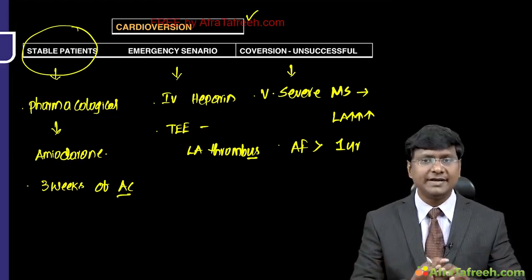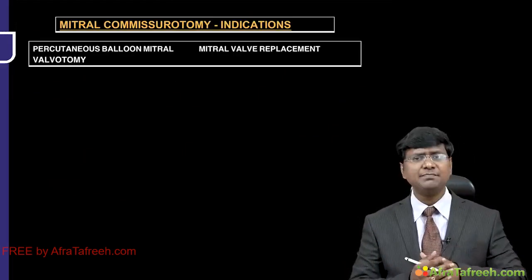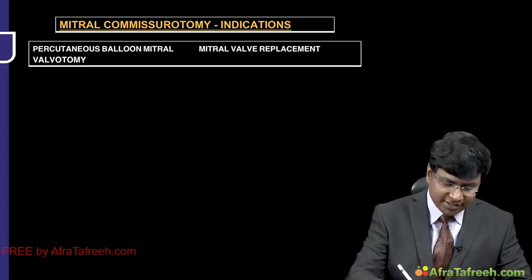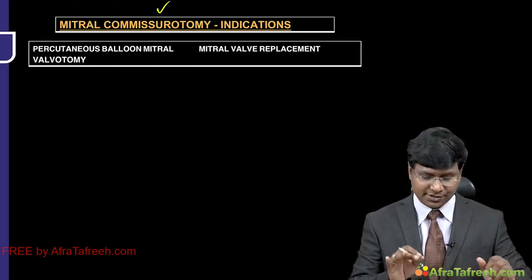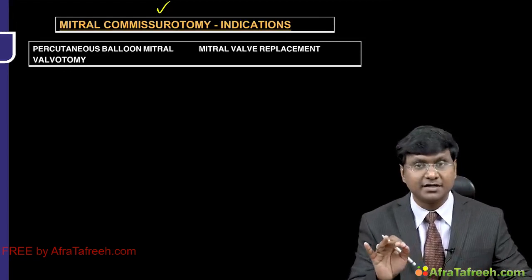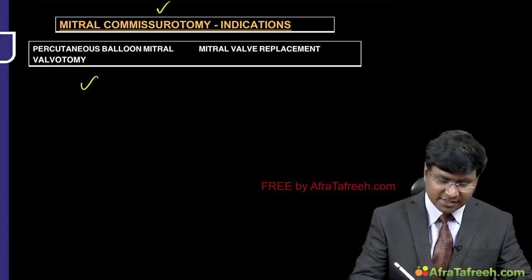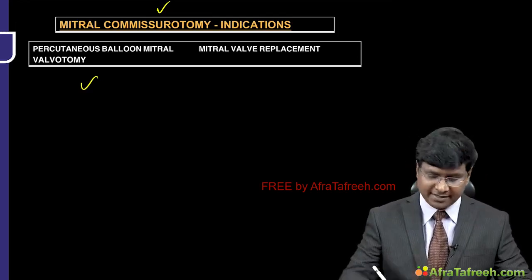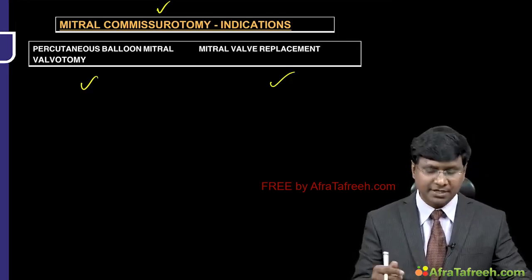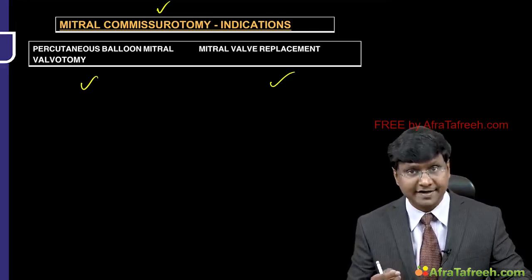So this is about the medical management. Now, the next important thing you need to know is about the surgical treatment in patients with mitral stenosis, and that is what is called mitral commissurotomy. This mitral commissurotomy can be done in two methods. One is percutaneous balloon mitral valvotomy, that is PBMC, or commissurotomy. The other one is mitral valve replacement.